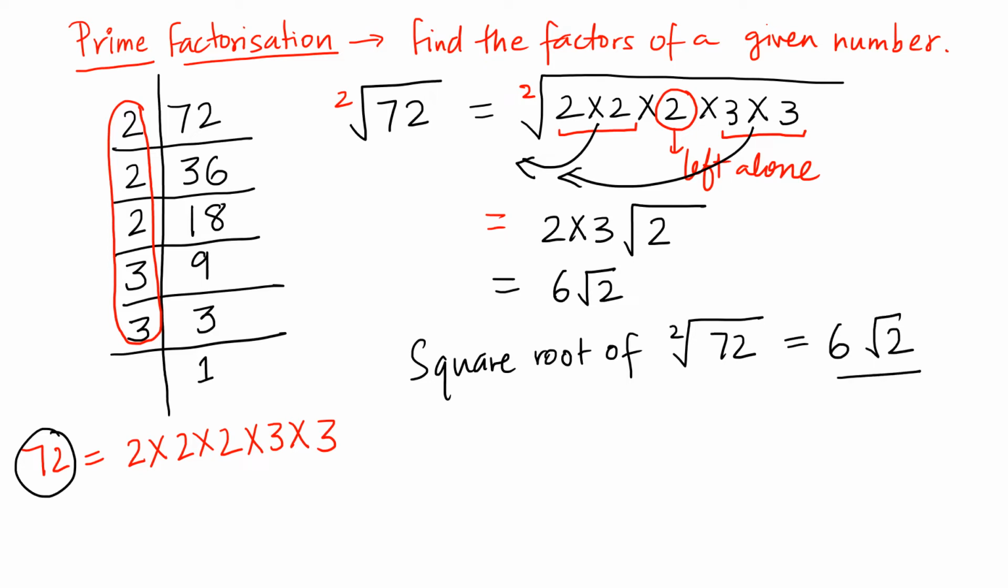Now pay attention, this is a radical. We had the radical of 72 with the index of 2. Similarly, your answer here is a radical, 6 square root of 2. So let us go to the next slide and see what kind of question to expect from this topic.